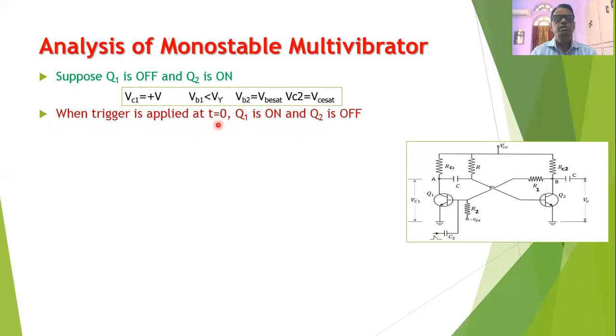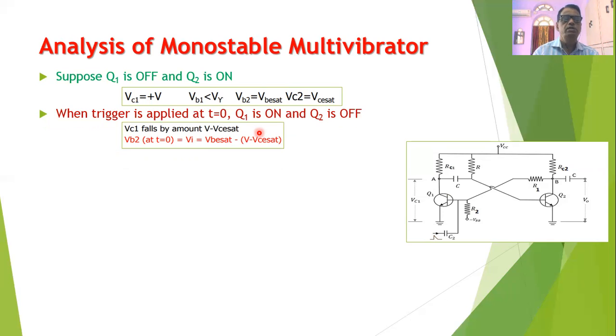Now suppose the trigger pulse is applied at the time t equal to 0. When the trigger pulse is applied, the transistor Q1 will go into the on state and the transistor Q2 will go into the off state. Therefore, the collector potential of Q1 will fall from V to VC saturation. So this fall will be V minus VC saturation, and the base potential of Q2 also falls by the same amount. Therefore, VB2 at time t equal to 0, we call this voltage the initial voltage Vi, which is VB saturation minus (V minus VC saturation).